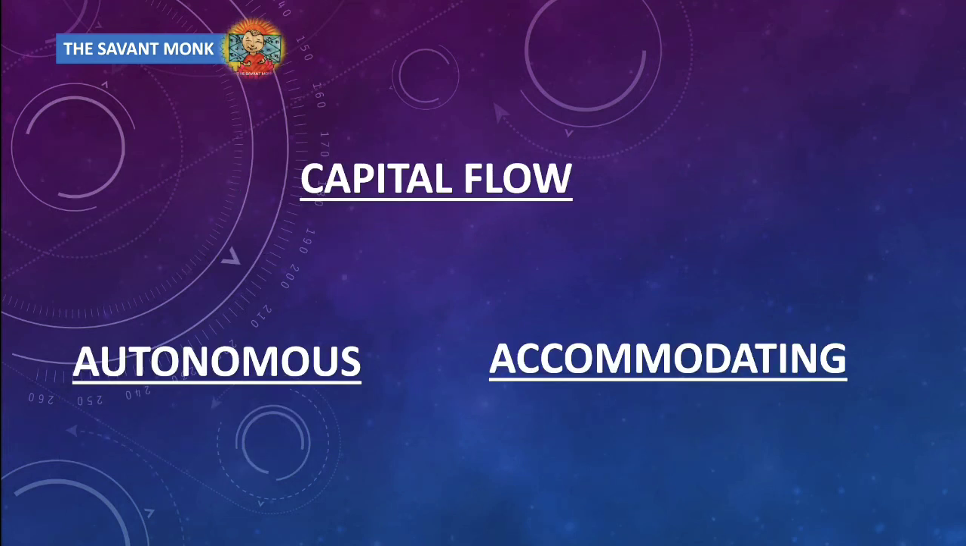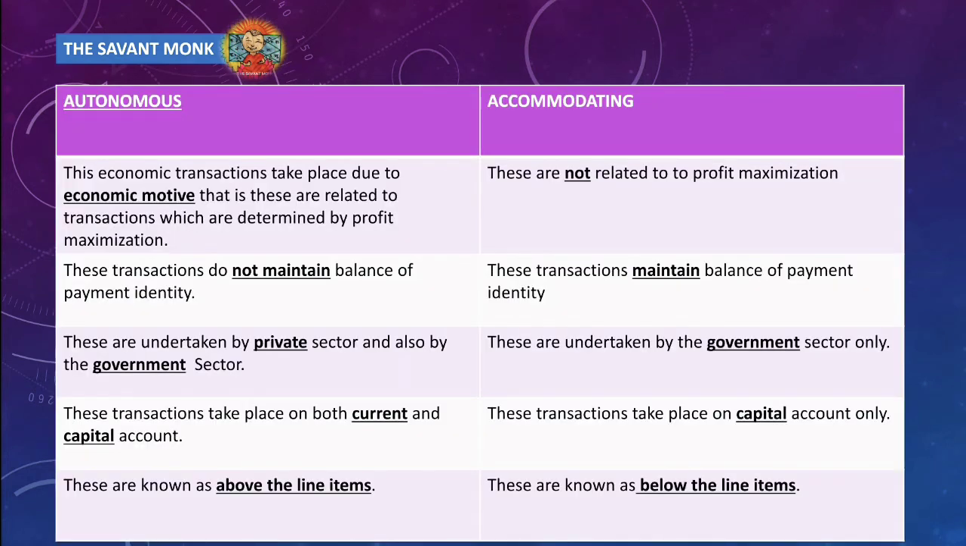So capital flow is further of two types: autonomous capital flow and accommodating capital flow. Now let's discuss the difference between these two, because it is also often asked in the examination. Autonomous capital flows are those international economic transactions which take place due to some economic motives, such as profit maximization. These are independent of other economic transactions in the balance of payments. On the other hand, accommodating items are those transactions that are undertaken in order to maintain the balance in the balance of payments account, that is, to bring equilibrium in inflow and outflow of goods.